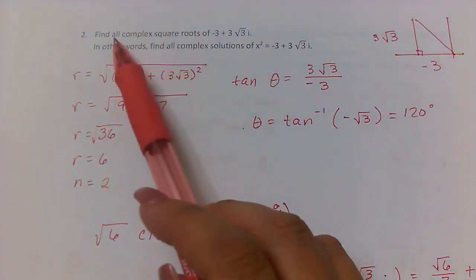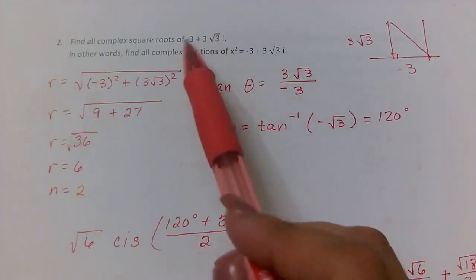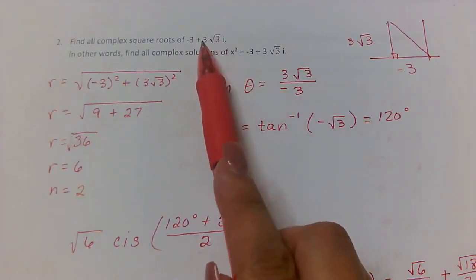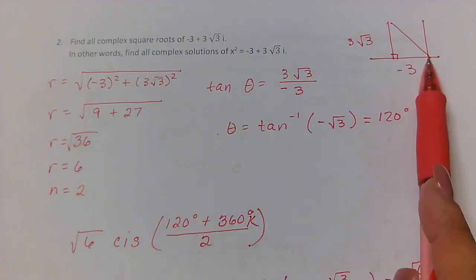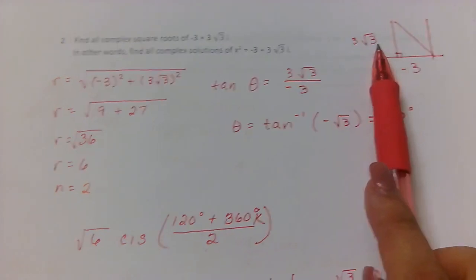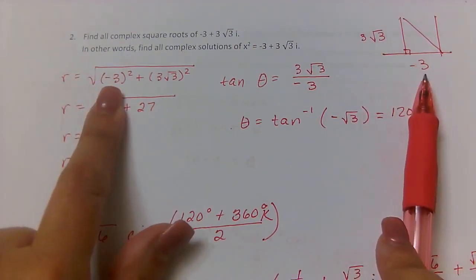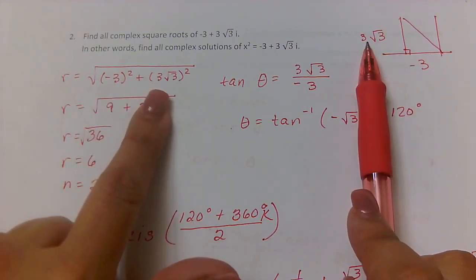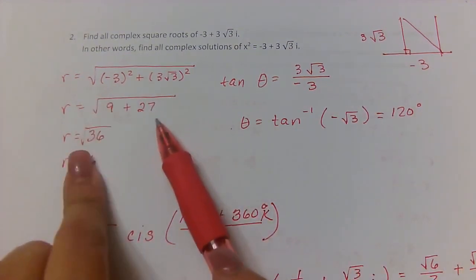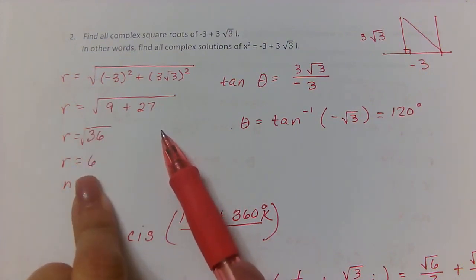Okay, last problem. Find all complex square roots of this complex number. First thing you're going to do is determine which quadrant it is. So we're going to plot the point -3, +3 square root of 3. That makes us in quadrant 2. So let's go ahead and find r. -3 squared plus 3 square root of 3 squared comes out to be square root of 36. Square root of 36 is 6.